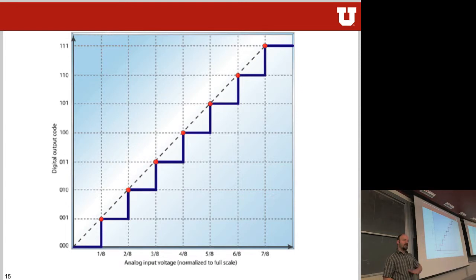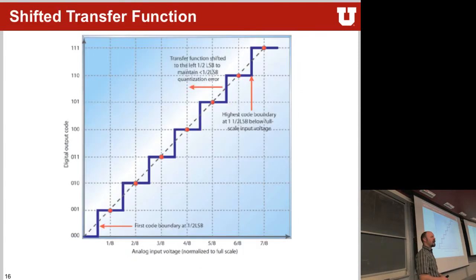If we shift this curve left by just half an LSB, and we actually switch at the half point over here, now we have plus minus 1/2 LSB of error, right? So we reduced our mistake a little bit.